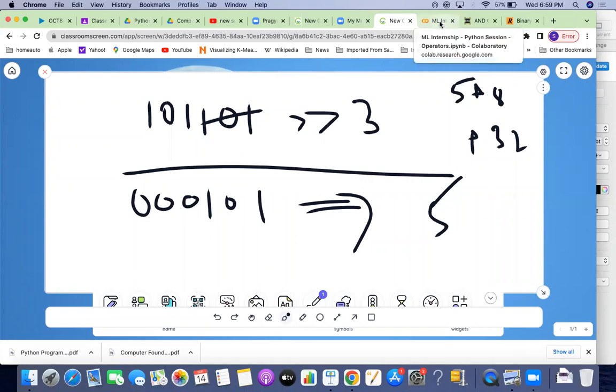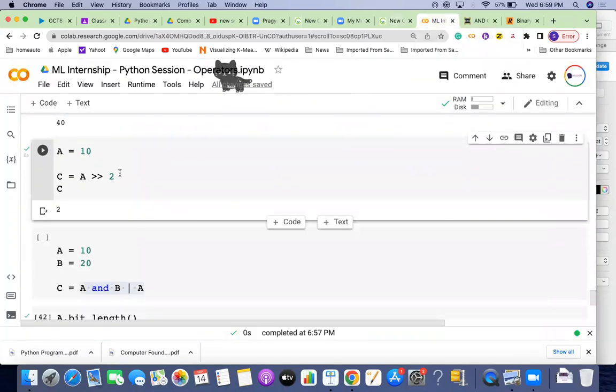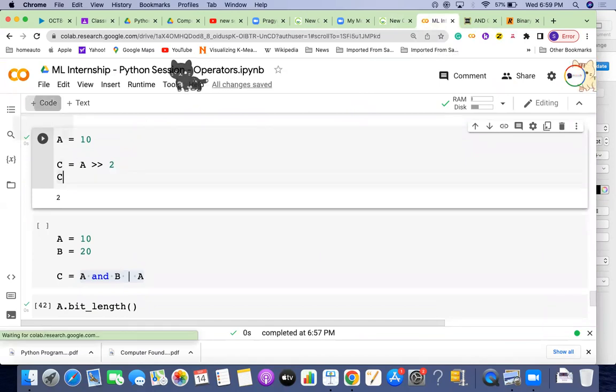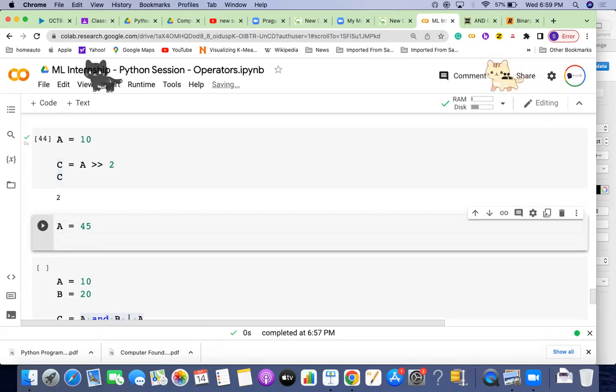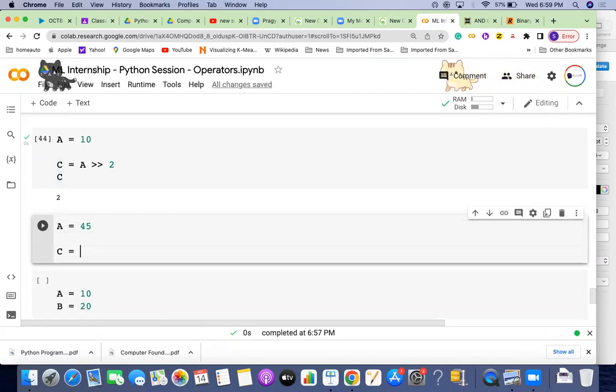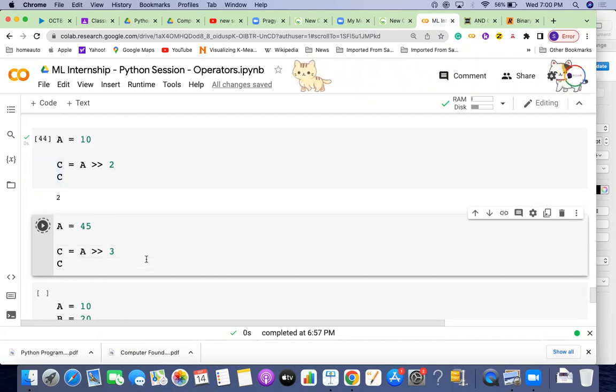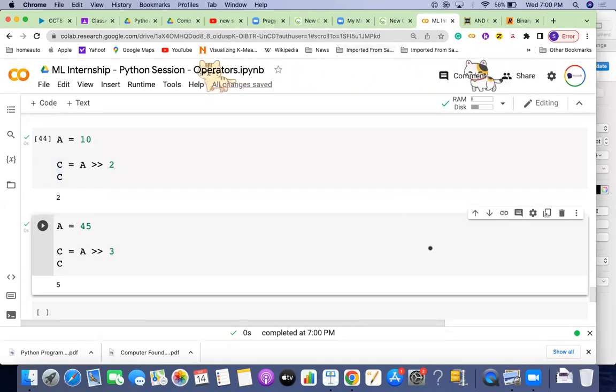So 45, if I right shift by 3, what will I get? Assume A is equal to 45, correct? A is equal to 45. C is equal to A right shifted by 3. So what should the value of C be? What did I get here? 5. Is it clear? Yes, sir. Now the same logic.